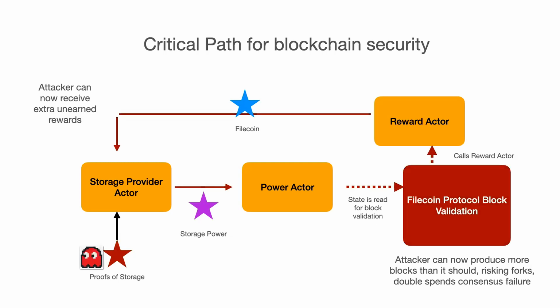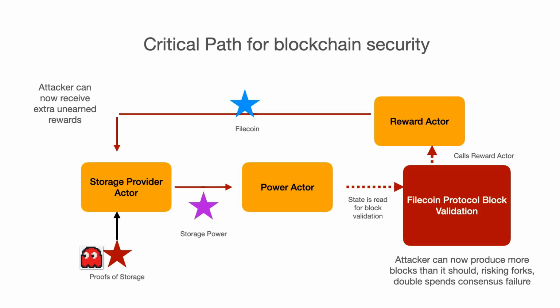So if somebody attacked the proofs of storage, and found a way to create proofs of storage which were not actually made with real storage, but gave the impression that the provider had lots of storage, then this flow would get messed up, and we'd actually have big problems. The provider could basically drain the reward actor with unearned storage, and it would get, I guess, unearned Filecoin.